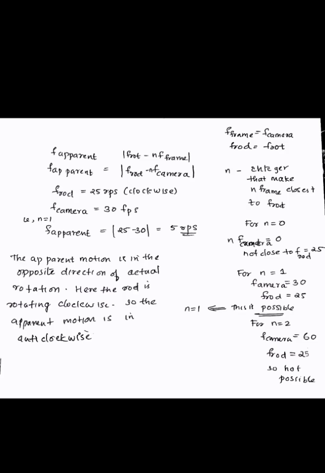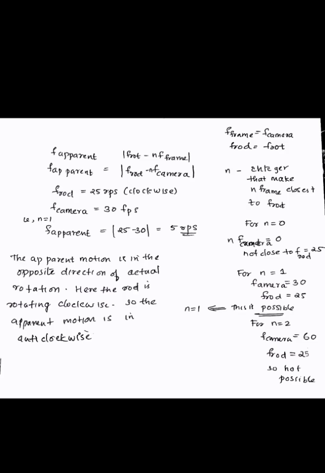So if we put the value of n as 0, then n f_camera becomes 0 and f_rod is 25. 0 and 25 are not close values. The difference between them is very high. So we can't take the value of n as 0. If we take the value of n as 1, then f_camera is 30 and f_rod is equal to 25. Then the difference becomes only 5. So those are very close numbers. Then if we take the value of n equal to 2, then n f_camera becomes 60 and f_rod is 25. This is also not close because the difference is very high. So we take n as 1.